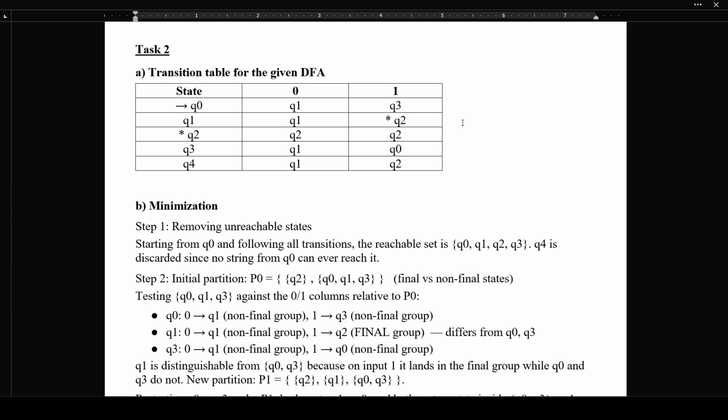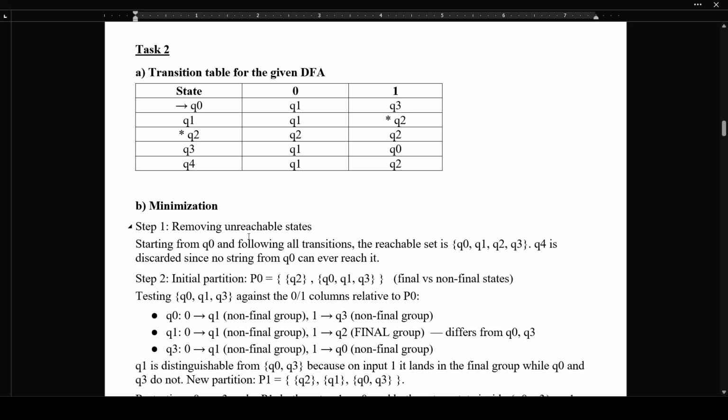And then in 2B, we see the minimization. Here we have to minimize the states that we have been given in A into only the required states for the conversion. Hence, any excess state is supposed to be thrown away.